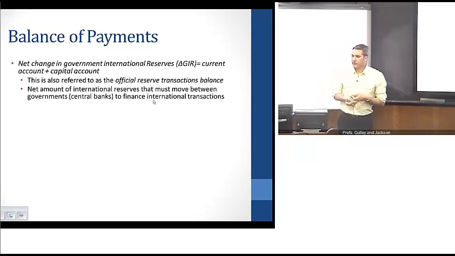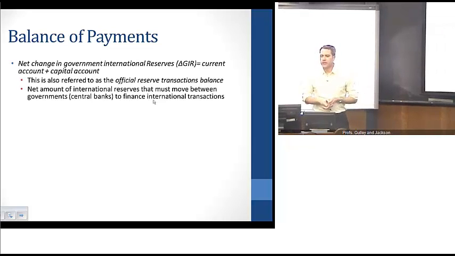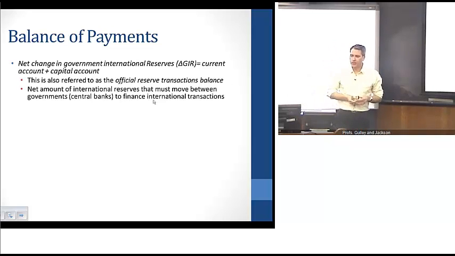Now, how do we think about this in terms of the balance of payments and the role of the central bank? Well, that gets us to what's referred to as the government international reserves. So it turns out the change in the government international reserves is just going to be equal to the current account plus the capital account. Okay. By the way, the government international reserves are also referred to sometimes as the official reserve transactions balance. And so the intuition behind this is that it represents the net amount of international reserves that has to move between governments. In other words, it has to move between central banks in order to finance international transactions.